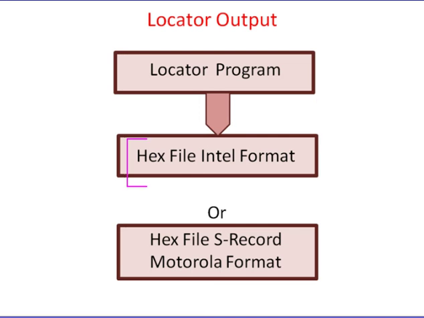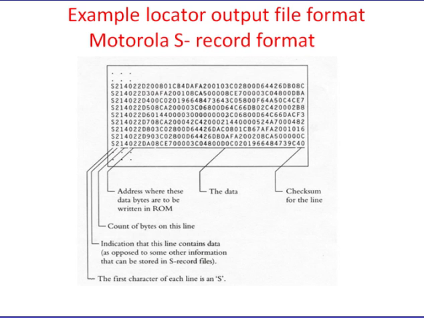Locator output files for Intel targets are in Intel hex format, and for Motorola targets, they are in S-record format. Motorola S-record format. Motorola S-record is a file format created by Motorola that conveys binary information in ASCII hex text form. This file format is also known as S-record or SREC. It is commonly used for programming microcontrollers, EEPROMs, and other types of programmable logic devices.